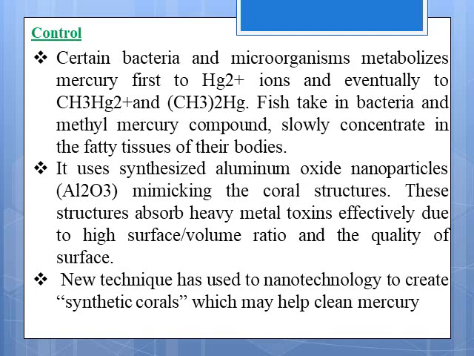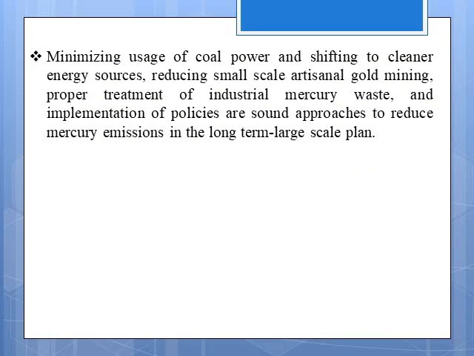As I said, some of the oxides of aluminum mimic the coral structures, and they can effectively absorb the mercury compounds and clean the environment. First is to minimize the usage of coal power, because this generates a lot of mercury and sends mercury into the atmosphere, and to shift to cleaner energy sources. So reducing coal is also one of the ways of preventing mercury from entering the atmosphere.